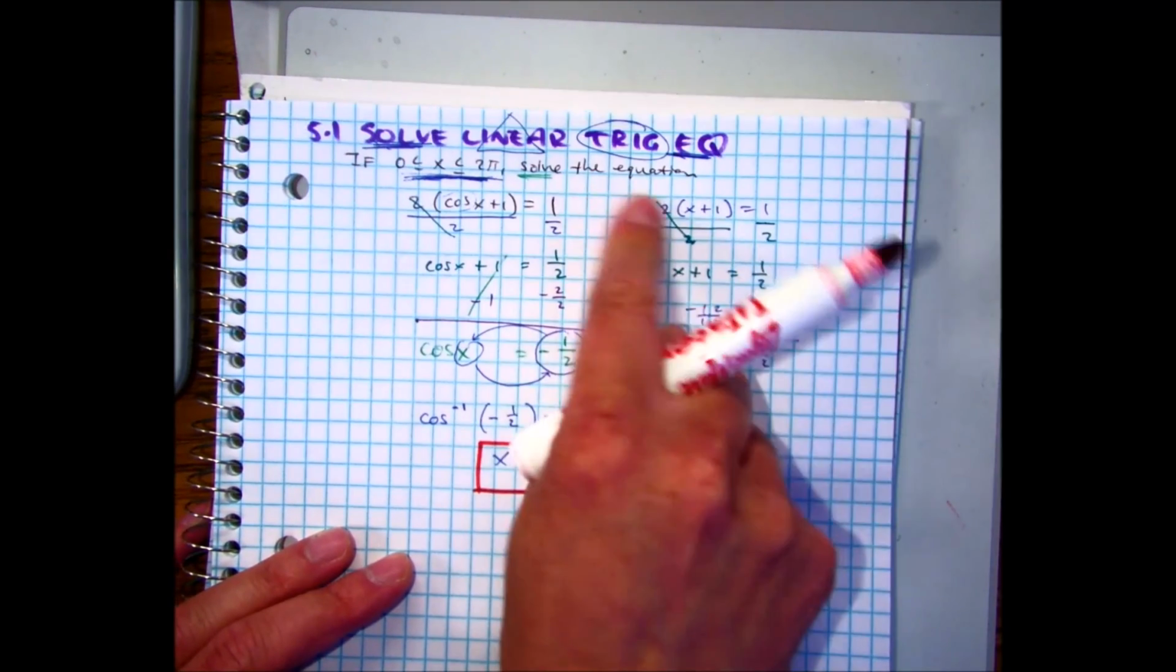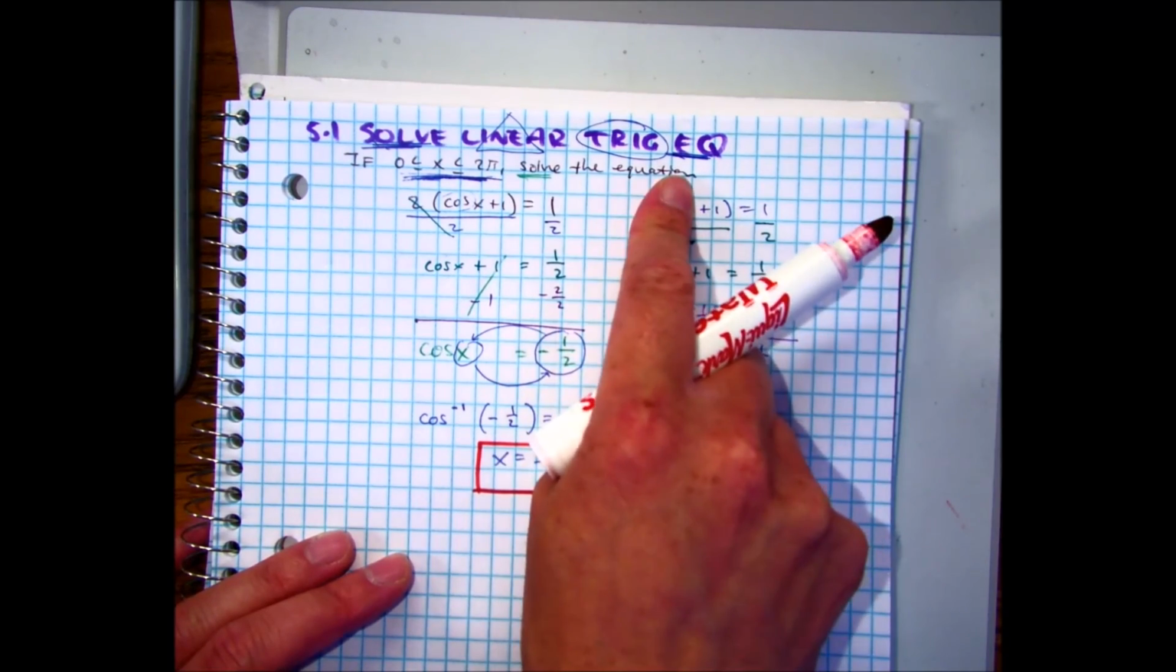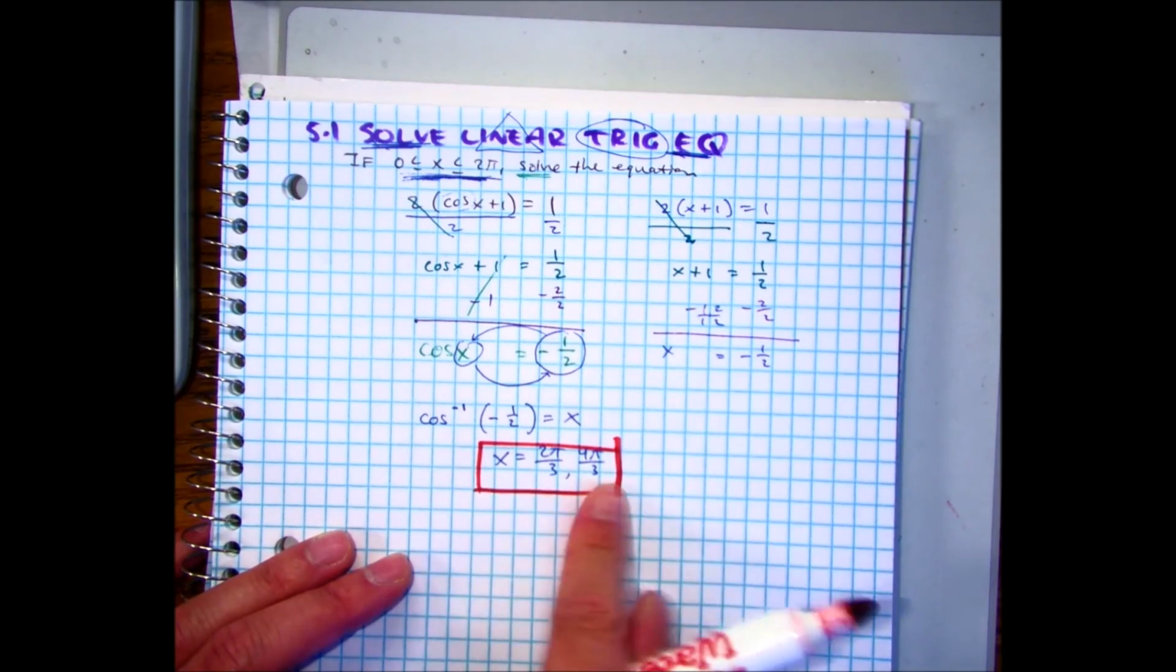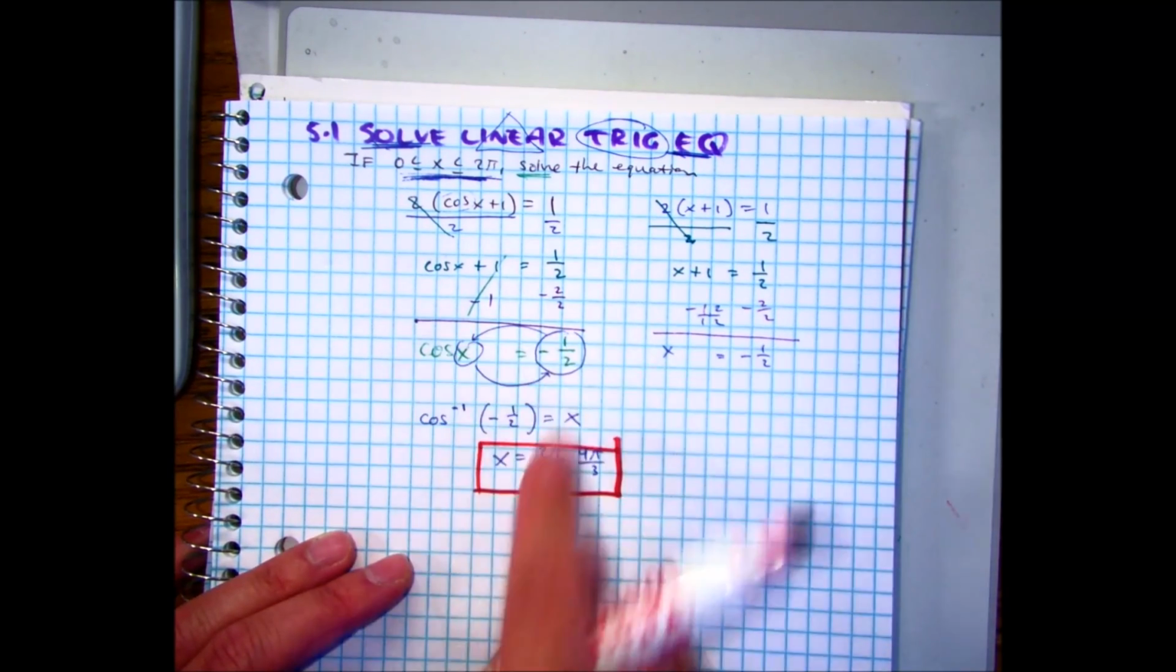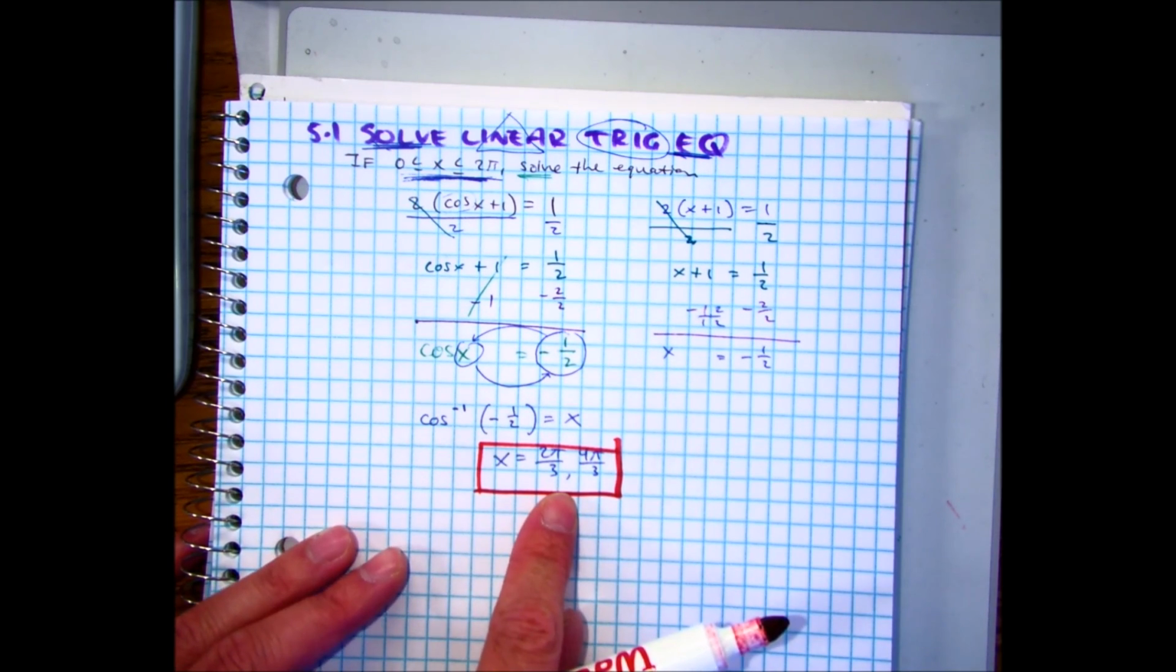So when it says solve the equation, solve for x, solve for the angle, you're just getting that variable by itself. Remember, you'll take the inverse, and then you can use your unit circle to find those locations.